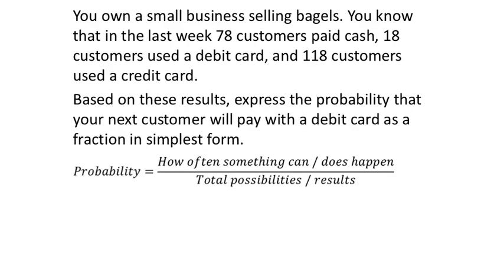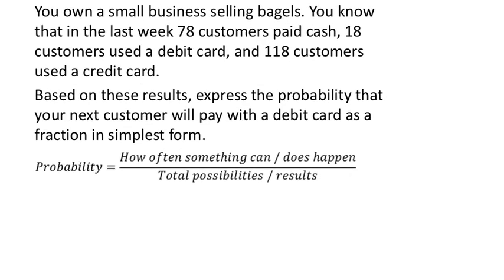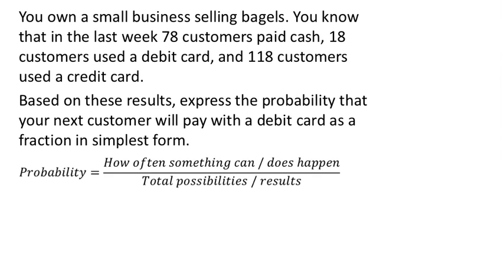So you own a small business selling bagels. You know that in the last week, 78 customers paid cash, 18 customers used a debit card, and 118 customers used a credit card. Based on the results, express the probability that your next customer will pay with a debit card as a fraction in simplest form. So there's a couple of things we got to acknowledge for our probability here. Of course, it will be a fraction, and that's okay.